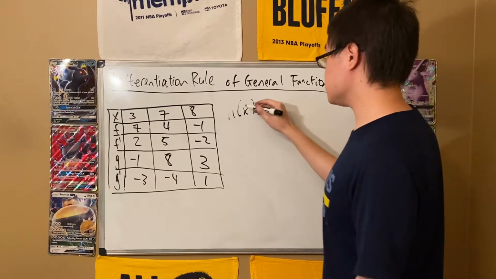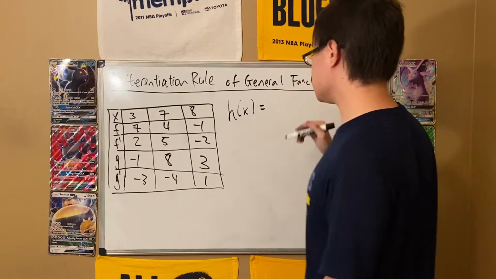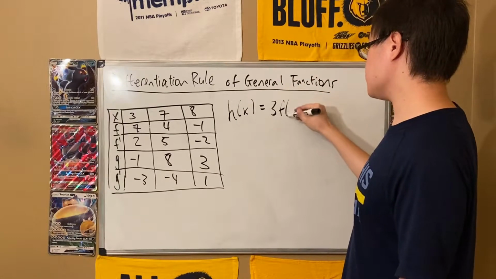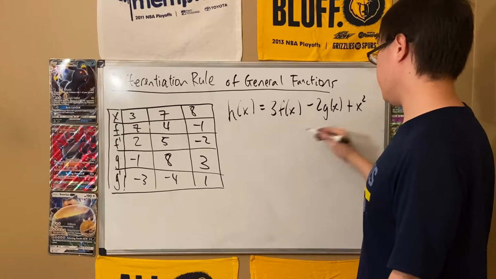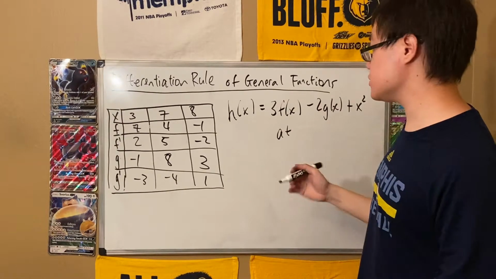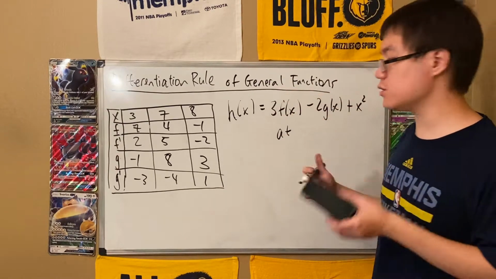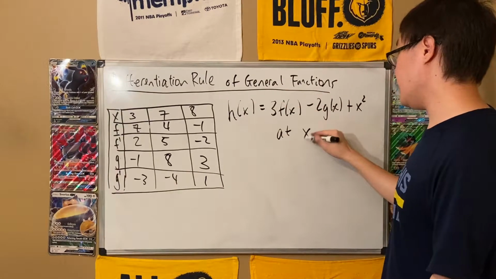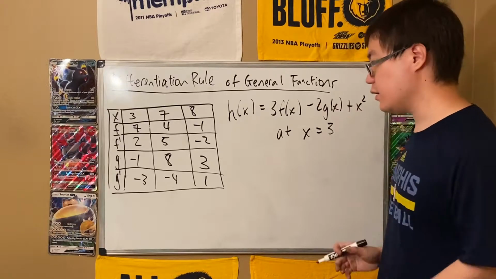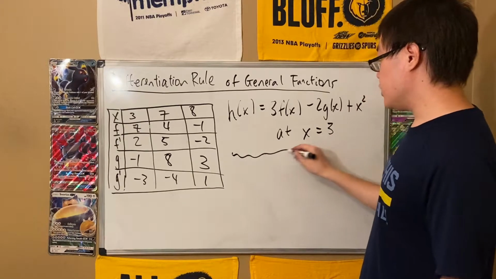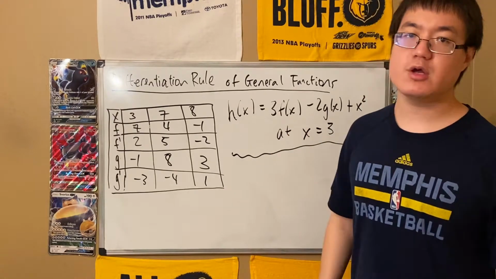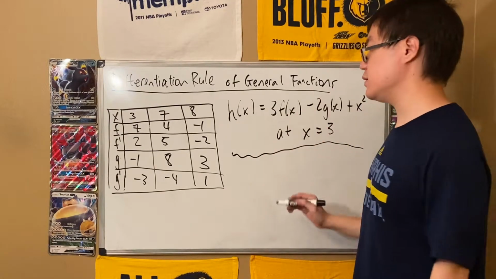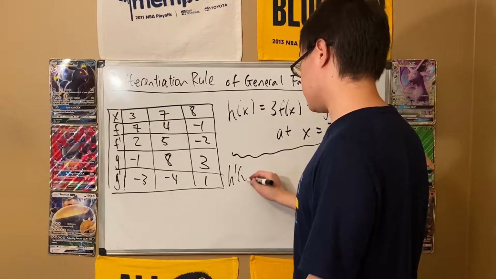h of x equals, let's do 3f of x minus 2g of x plus x squared. And we do need an x, so we're going to try to take this derivative. The instructions of the question are to take the derivative of this function at x equal to 3. So basically we're going to try to find h prime of 3. But in order to find h prime of 3, you first need to find h prime of x. So let's do that real quick, h prime of x.